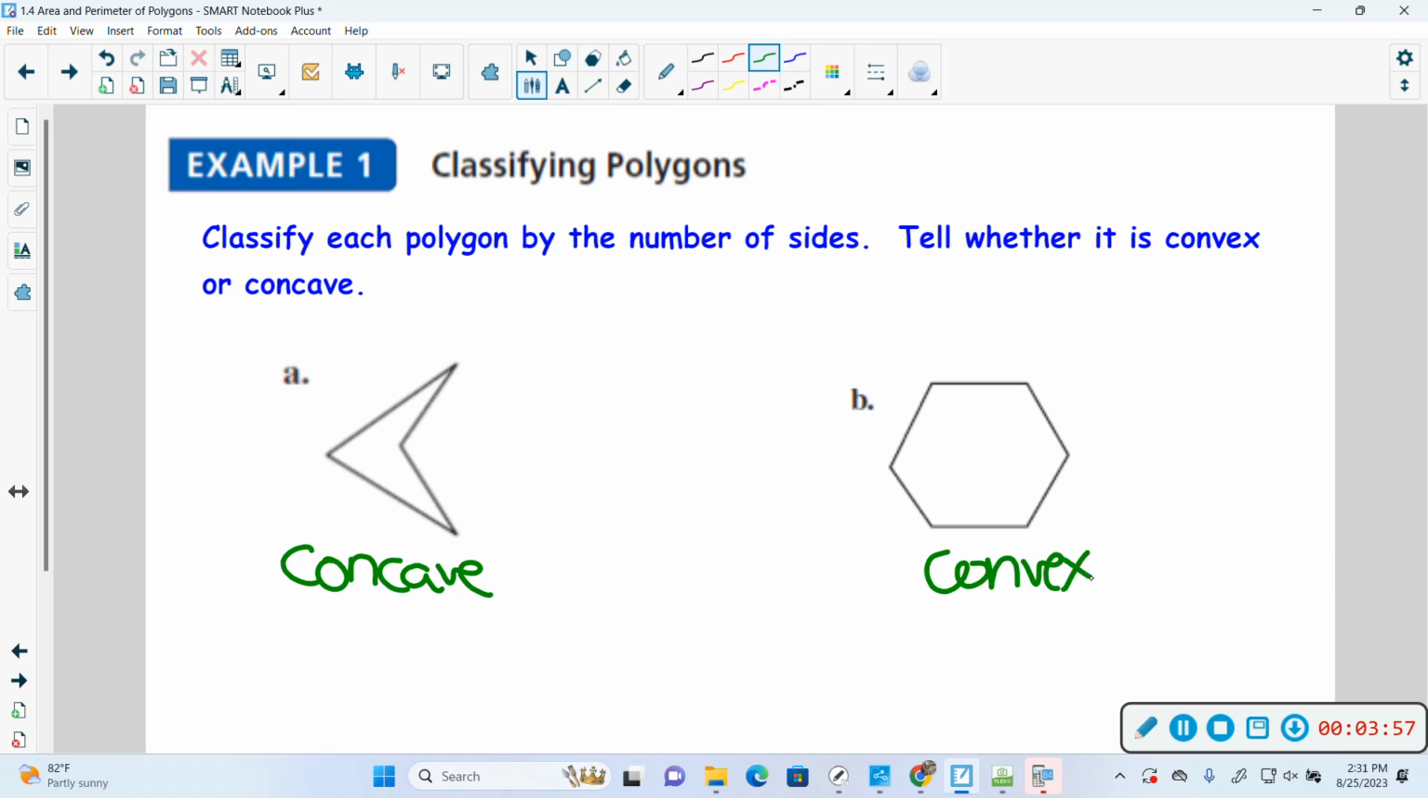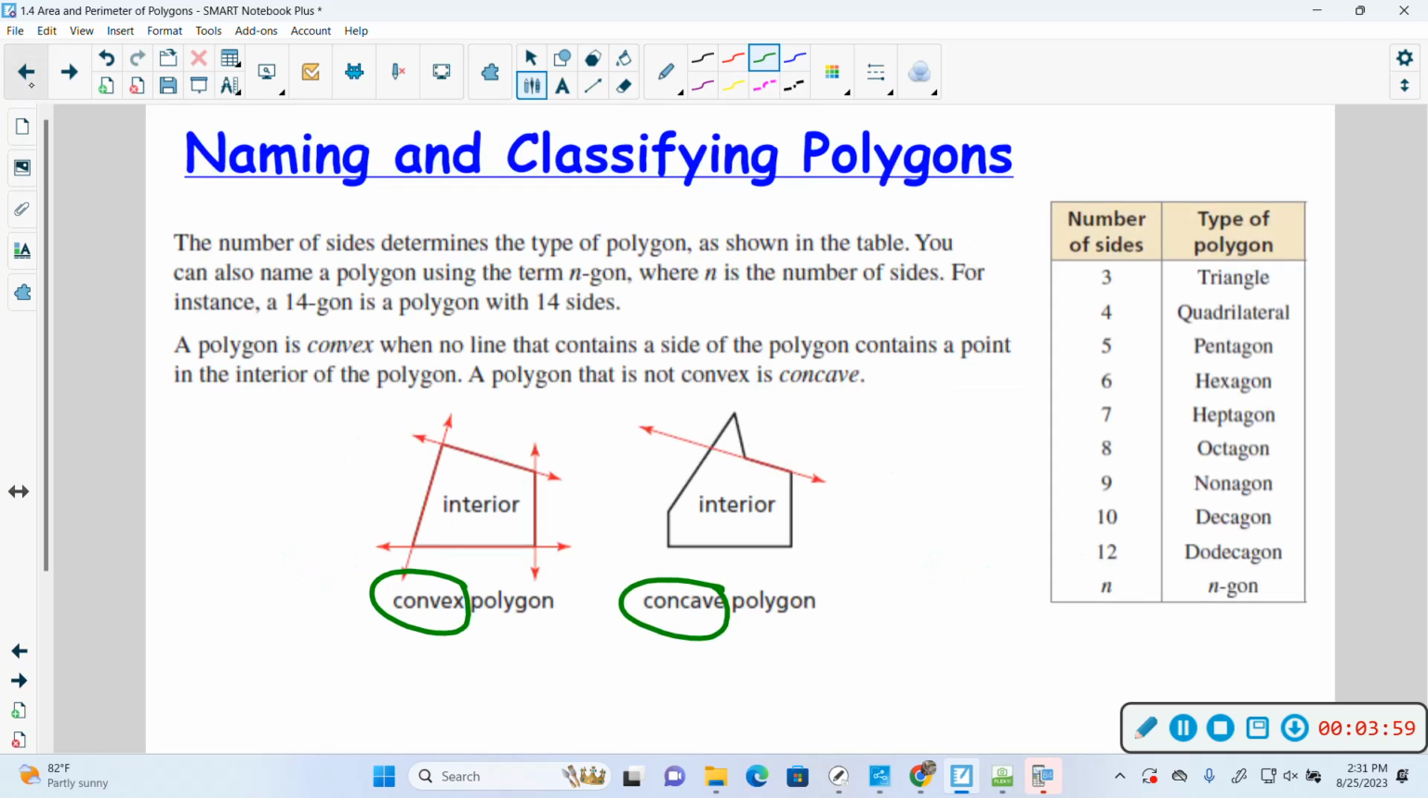Okay, I'm going to flip back to the last slide because it also asked you to classify them by the sides. So that's this little chart over here on the right-hand side. Again, I don't expect you to have all of these names memorized right now, but you're going to start seeing them throughout the year. I know you know triangle has 3, quadrilateral. We're going to see some pentagon, hexagon, heptagon for 7, octagon, nonagon, etc.